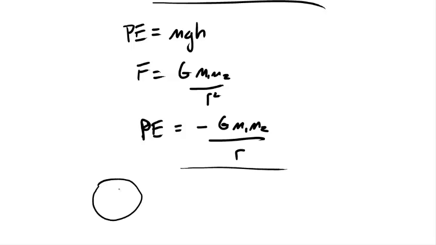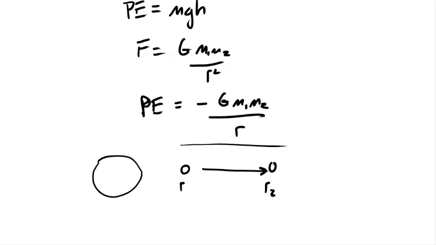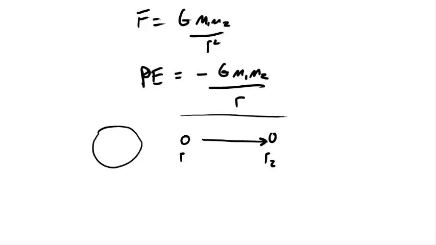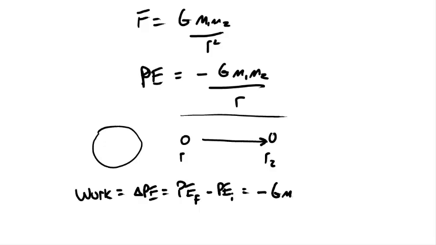So we have a planet and we have a satellite, and we say this satellite is a distance r1 from the planet. So we move that satellite, and now it's a distance r2 from the center of our planet. Well, work is change in potential energy. So that will be final potential energy minus initial potential energy. So we say negative G m1 m2 over r2 minus negative G m1 m2 over r1.